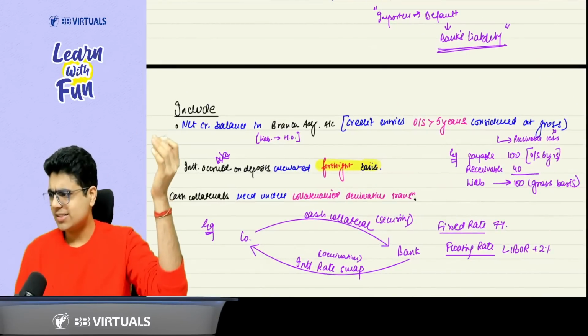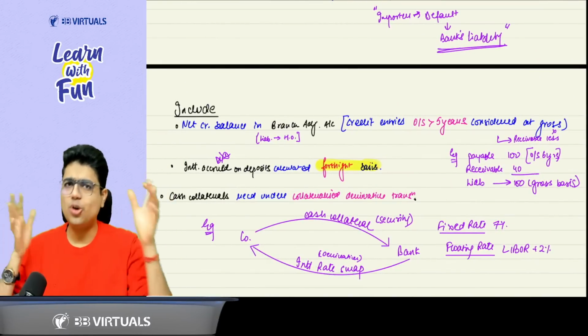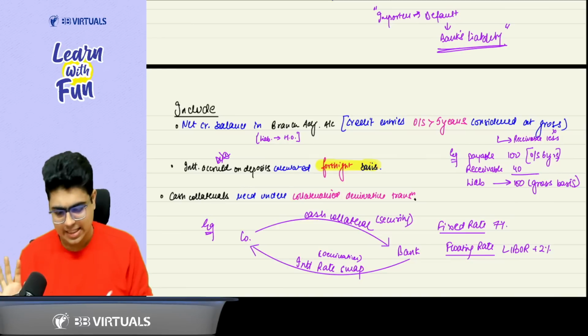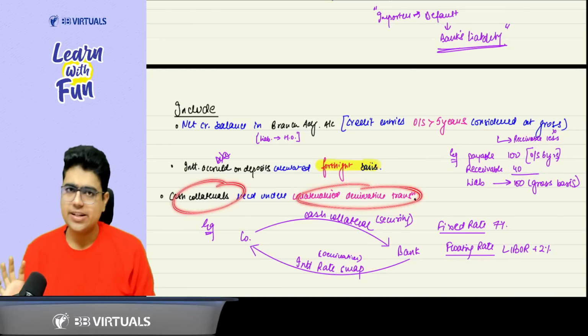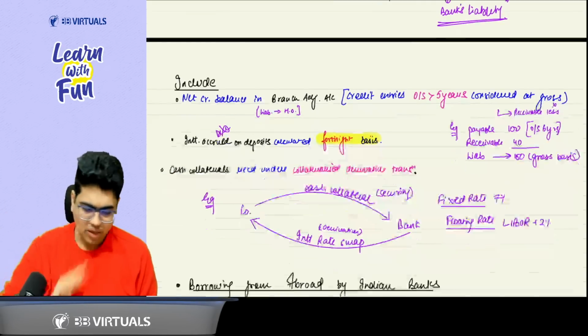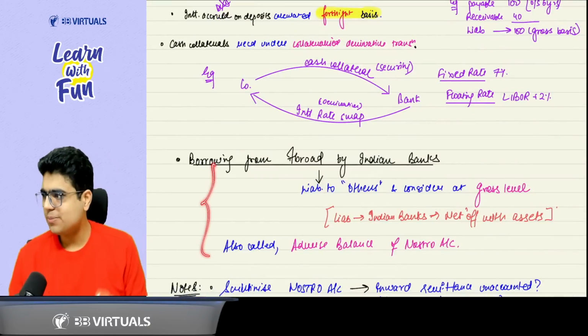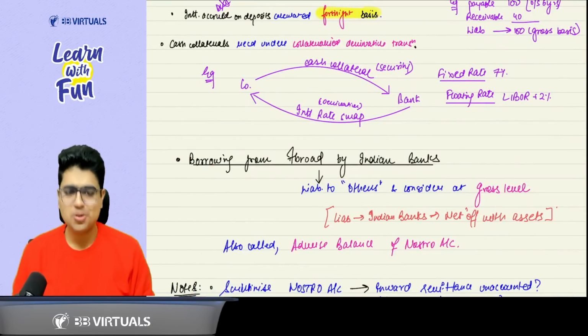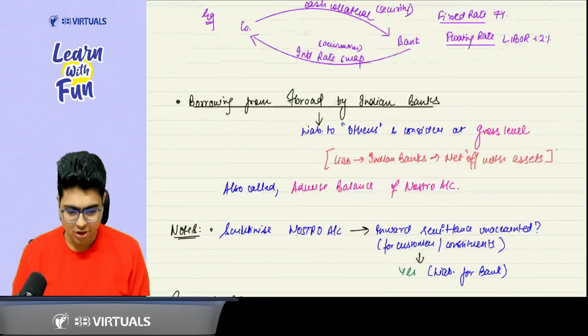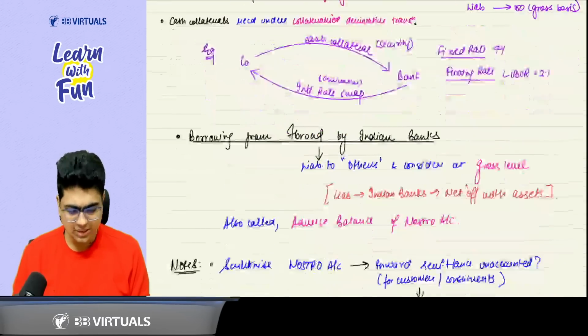Credit balance in the branch adjustment account, and interest accrued, even if not due, will be included on a fortnight basis. Cash collaterals in a collateralized derivative transaction will be a part of it. Similarly, any borrowings from outside India will become a part of it. Yes or no? Yes, sir. So this is all about it.